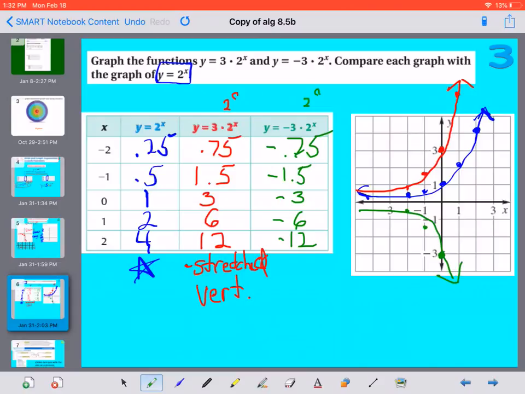Now what's happening here, this is also being stretched vertically, and also now this is actually a decay function instead of a growth function, so it's going negative. What that's called is a reflection of our original. Instead of going positive, it's going negative now.